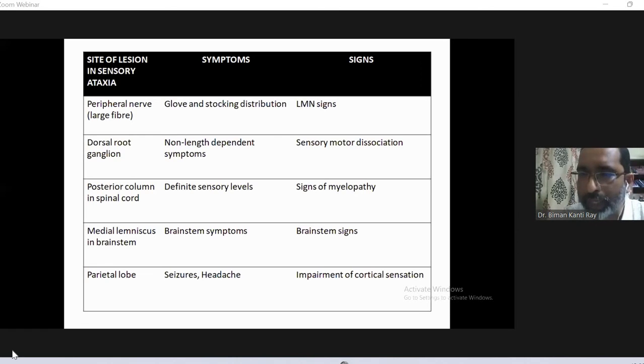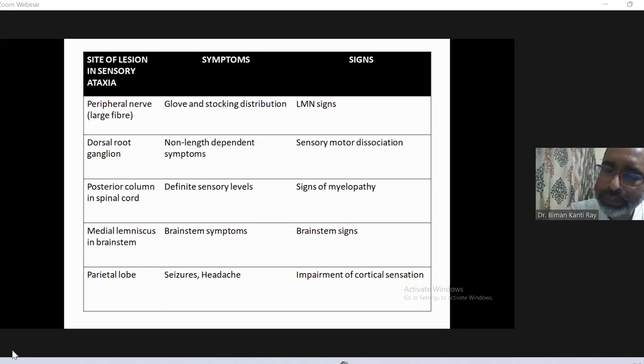If it is a peripheral neuropathy sensory ataxia, there will be elements of signs, loss of reflexes, and since peripheral nerve also contains motor fibers, there may be muscle weakness, muscle wasting. So combination of sensory symptom and motor symptom and elemental finding tells you it is a problem in the peripheral nerve. In the dorsal root ganglion, again, the reflexes may be lost, but the important point is there will be sensory motor dissociation because dorsal root ganglion contains only sensory fiber.